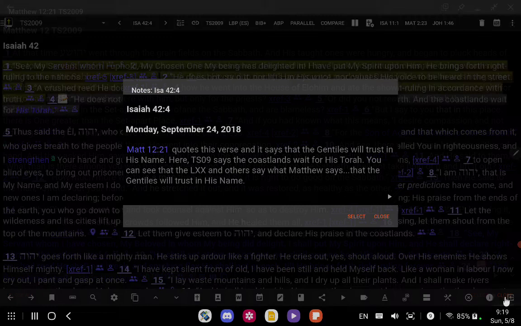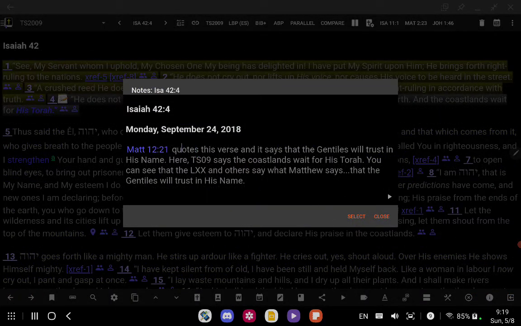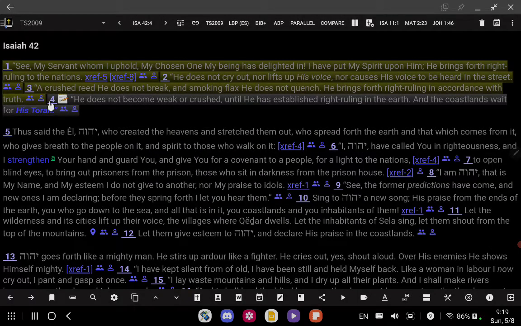Let me go back, let me hit close. So Matthew quotes this verse and says that the Gentiles will trust in his name. But the scriptures here, this is the Bible version that I'm using, says the coastlands will wait for his Torah. You can see the Septuagint and others, what Matthew says. So let's look at the Septuagint for this particular verse.